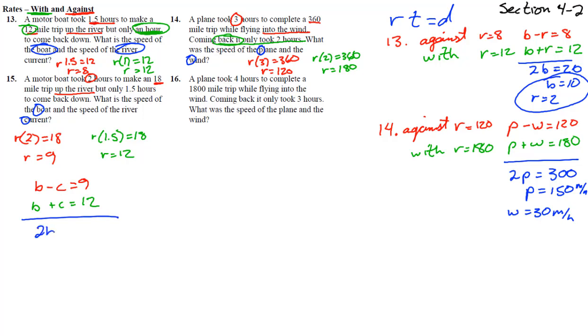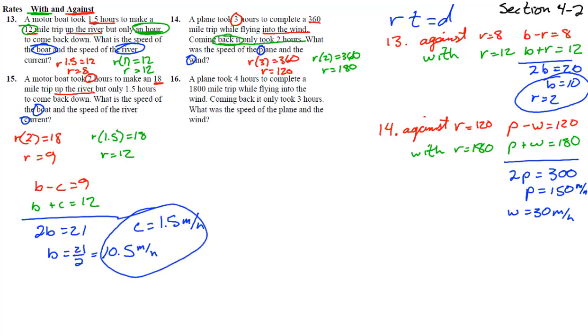Let's add these together. We get 2b equals 21. Divide by 2 and b is 21 halves. Might be easier to read at 10.5 miles per hour. That's how fast the motorboat goes. And now, if we stick this back up in here, 10.5 plus what equals 12. Subtract that over, and we get c, the current of the river, is 1.5 miles per hour, just slowly meandering. And yeah, if you take 10.5 miles an hour and push against a 1.5 mile an hour current, you'll end up at 9 miles an hour. And if you add them together, flowing down, you're going 12 miles per hour. Excellent, right there. All right, one more.